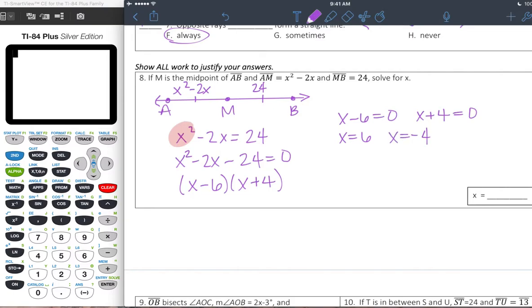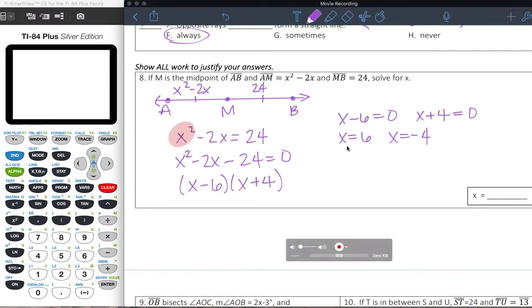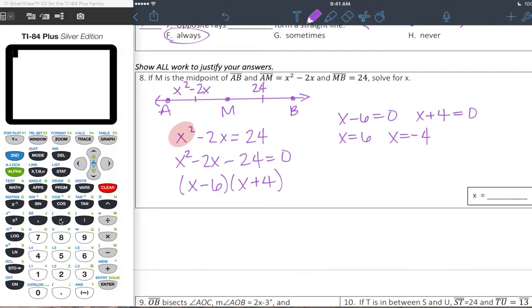Because this is talking about segment length, we do have to check to make sure that they are going to be positive answers. So that's what I'm going to use this calculator over here on the right for. So I'm going to start with plugging in x equals 6 into our length for AM. So we're going to have 6 squared minus 2 times 6. All right, and that gives us 24, which is perfect.